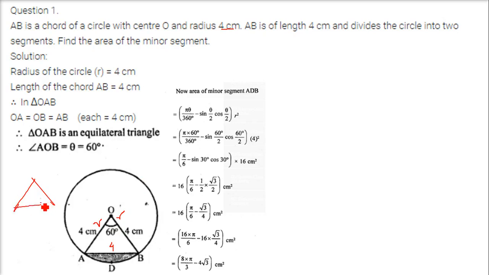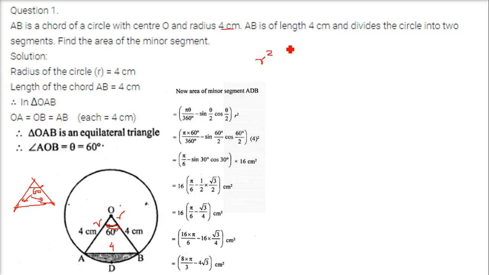So what is the angle here in an equilateral triangle? Because all the sides are equal, the angles are 60 degrees each. This is 60, this is 60, and this is 60. So now theta, the angle which the chord subtends at the center, is 60 degrees.